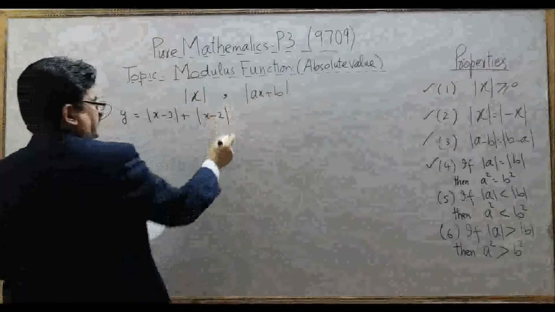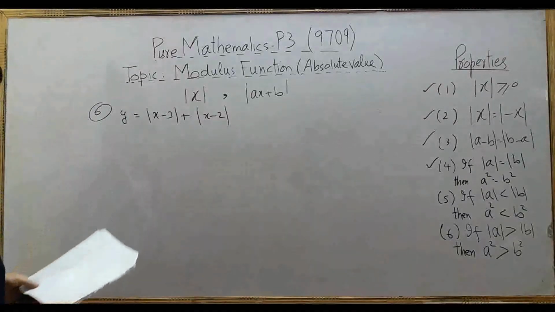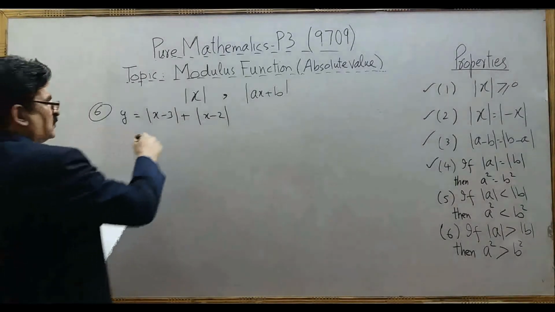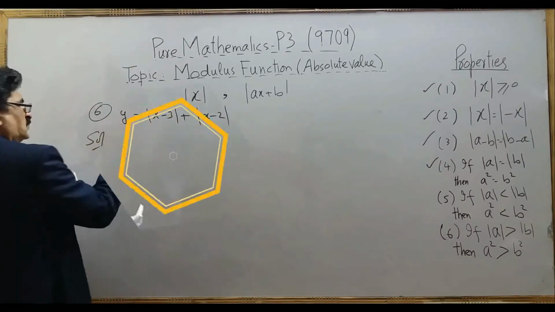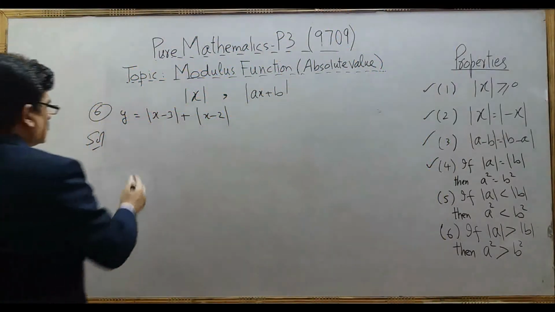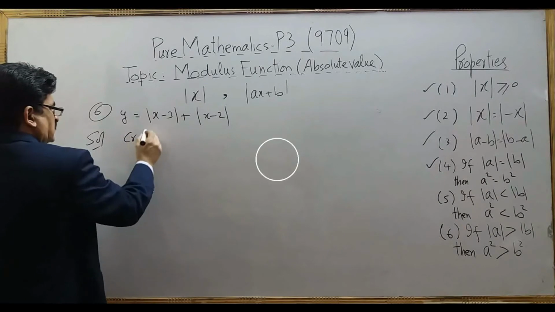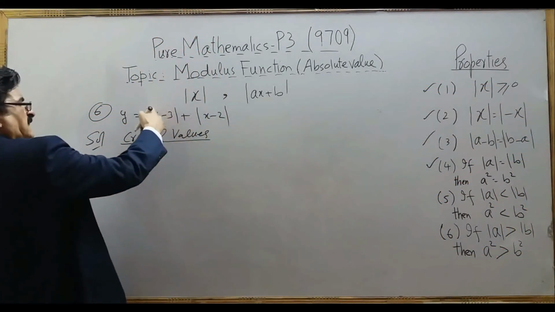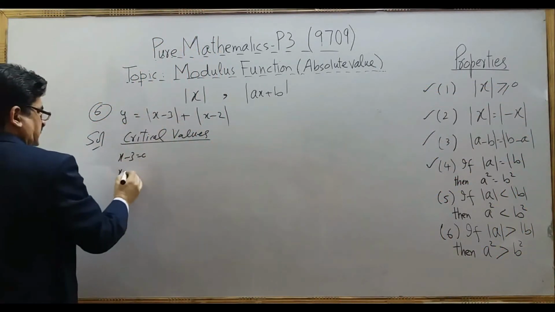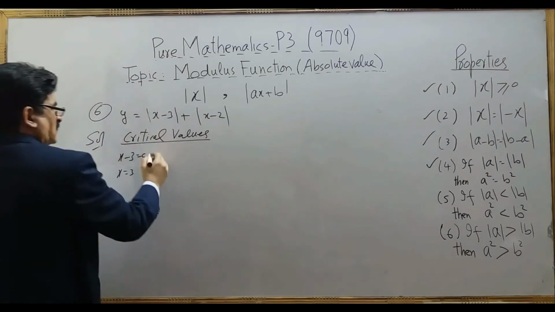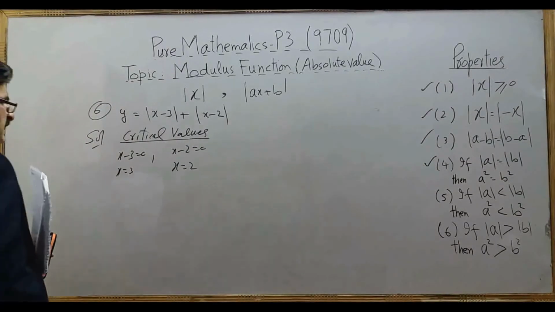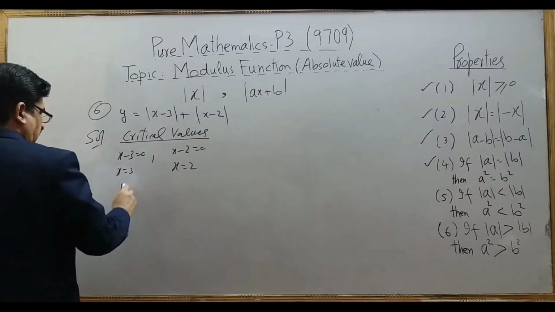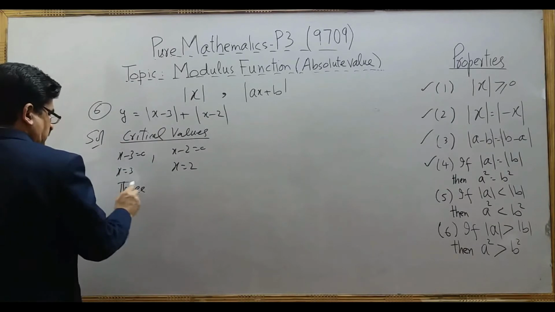This example is different from all previous examples. Here you have 2 moduli on the right hand side. So how to sketch the graph of this? See the critical values. The critical value means the value which will make it 0. At 3 we get this 0. For it we have to get 0. At 2 we can make the regions. We have now 3 regions.